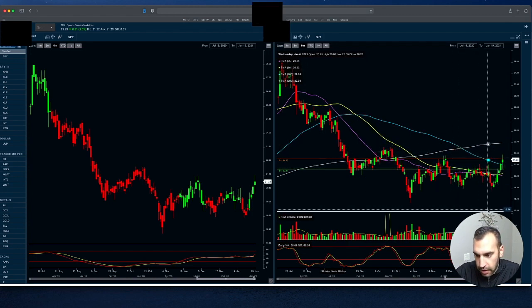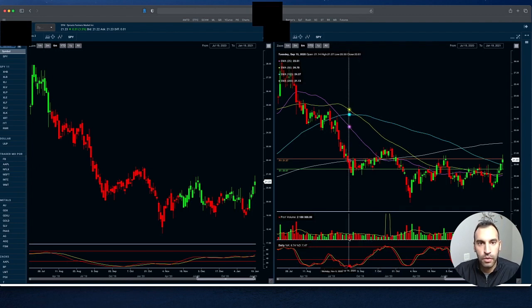Next thing, we're going to come down here and look at our volume. Each bar represents the volume for that day. If it's red, there was more selling than buying that day. Green, more buying than selling. And this yellow line that rolls across is the average volume.